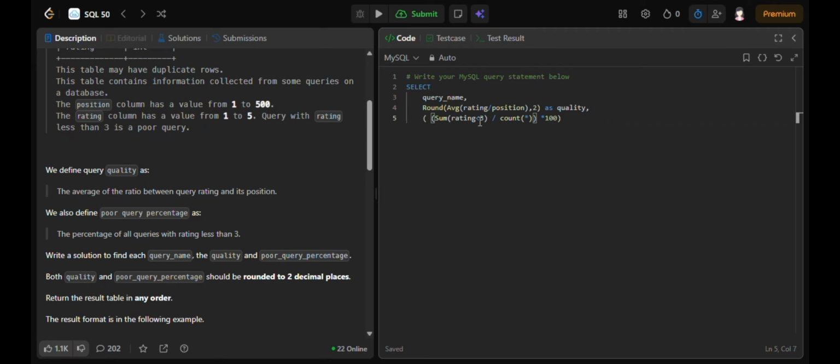This value we are going to round off. Okay, round the sum of the values divided by the count of all, and round it to 2 decimal places, and we call this poor query percentage, from the queries table, and we are going to group by query name.